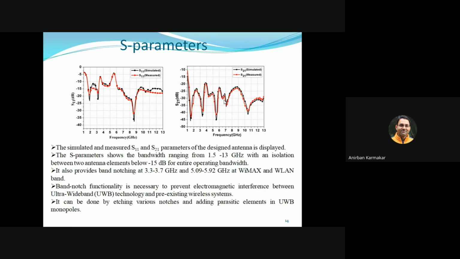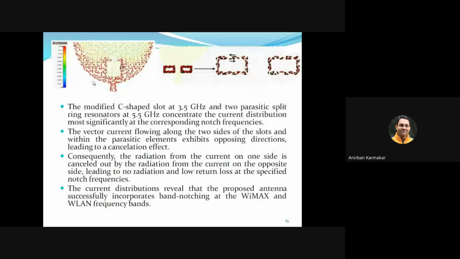It also provides band notching at 3.3 to 3.7 gigahertz, that is the WiMAX band, and 5.09 to 5.92 gigahertz, that is the WLAN band. Band notch functionality is necessary to prevent electromagnetic interference between wideband technology with the pre-existing wireless systems. It can be done by etching various notches and adding parasitic elements in UWB monopoles. So here we have described the current distribution on the monopole and the notching structures.